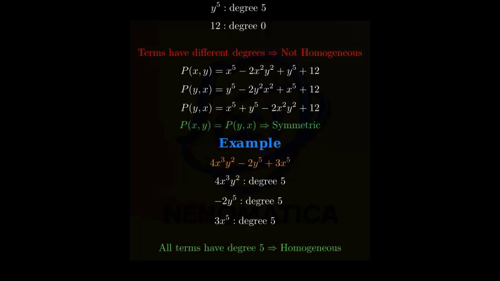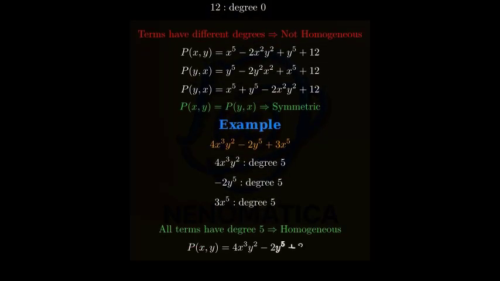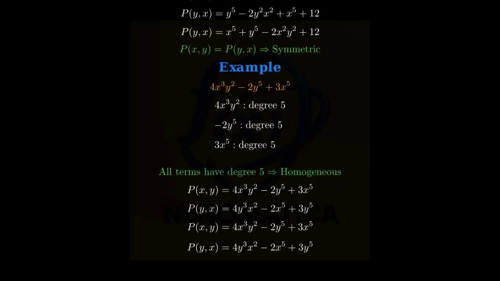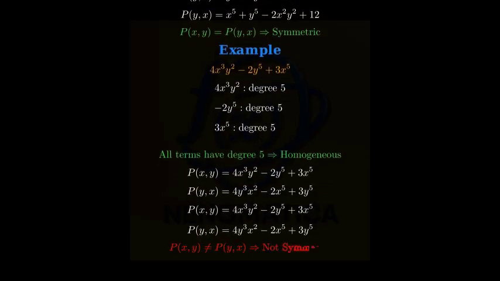Now, let's check if it's symmetric. We need to verify if p of x, y equals p of y, x. So, p of x, y is 4x cubed y squared minus 2y to the 5th plus 3x to the 5th. When we swap x and y, we get p of y, x, which is 4y cubed x squared minus 2x to the 5th plus 3y to the 5th. Let's compare this with our original polynomial. We can see that p of x, y does not equal p of y, x. Therefore, this polynomial is not symmetric, even though it's homogeneous.